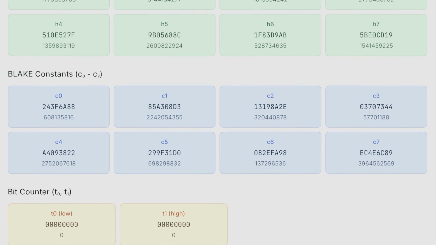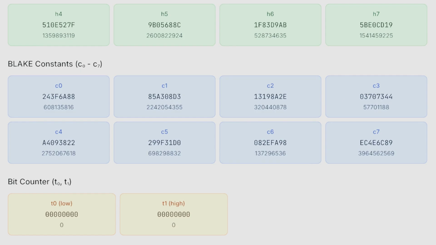Blake constants, C0 to C7, inject additional cryptographic strength by introducing nonlinearity that makes pattern recognition virtually impossible for attackers. The bit counter, T0, T1, meticulously tracks processed data length, ensuring accurate final hash calculation regardless of input size variations.